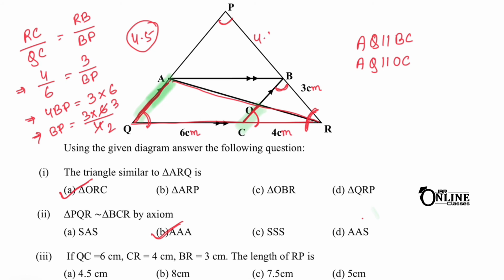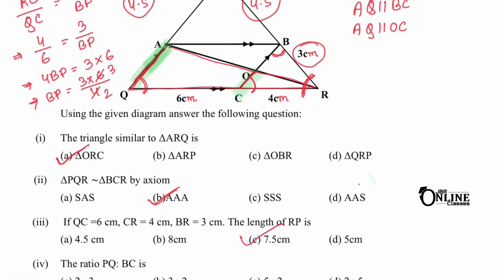So here BP is 4.5 and BR is 3. So you have to find out RP. RP means the addition of 4.5 and 3 centimeter. So that equals 7.5. So 7.5 is your answer.